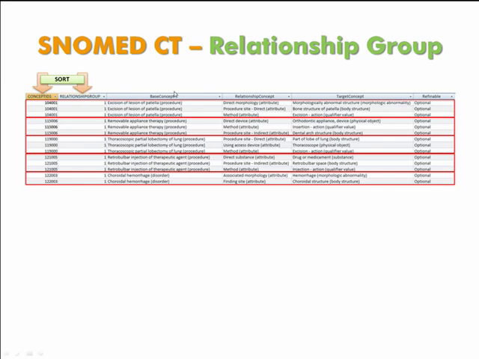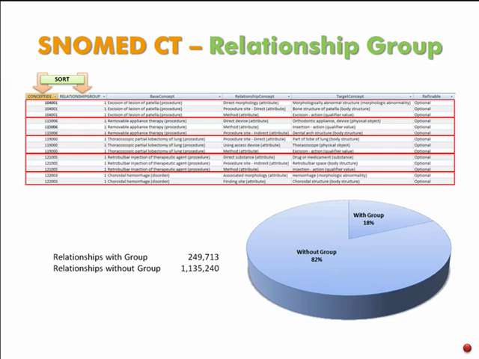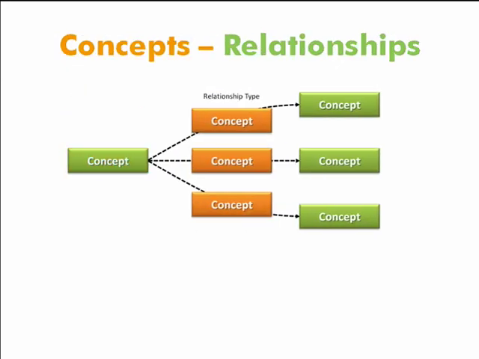The other thing you can see here is the base concept, the relationship concept, the target, and whether or not it's refinable. Now, when you look at relationships in the relationship table, here's the breakdown. Obviously, a vast majority, 82% of the relationships in the relationship table, do not have a group, and only 18% do have a group. A lot of the ones that have a group are similar to these, where they're basically defining elements of a procedure. Okay? So let's look a little bit more at relationships.